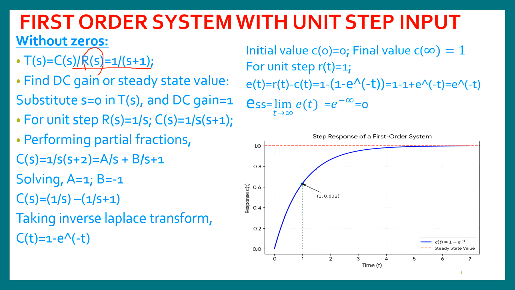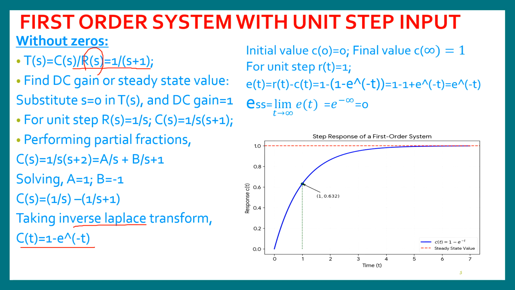So my equation is C(s) equal to A by s plus B divided by (s plus 1). On solving with partial fraction calculations, I got A as 1 and B as minus 1, and as I need the value of c(t), I have taken the inverse Laplace transform. So 1 by s on taking the inverse Laplace transform will become 1.